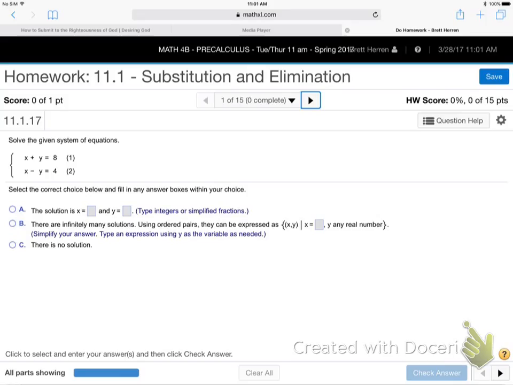All right, here we are. So 11.1 should be an easy section. I think it's just solving two equations at the same time. Remember that kind of thing? There's actually a review from algebra. How do you solve two equations at the same time?